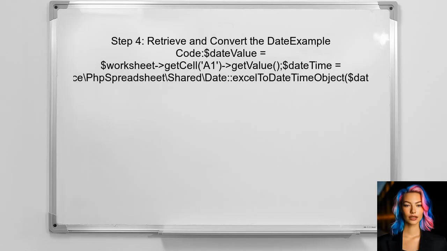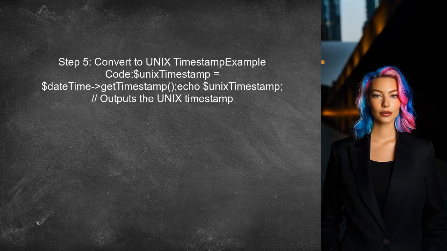Now the user can retrieve the date value from the desired cell. However, since the value is returned as a numeric representation, the user will need to convert it to a DateTime object. Finally, the user can format the DateTime object to a Unix timestamp if needed. This can be done using the getTimestamp method.